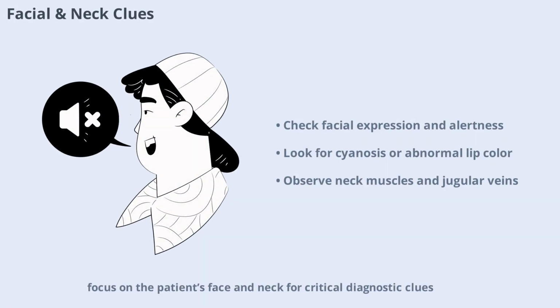Next, focus on the patient's face and neck for critical diagnostic clues. Facial expressions can indicate anxiety, pain, or confusion, while the color of the lips may reveal hypoxemia through central cyanosis. Watch for breathing mechanics like pursed lip breathing or nostril flaring, which often signal obstructive airway diseases.